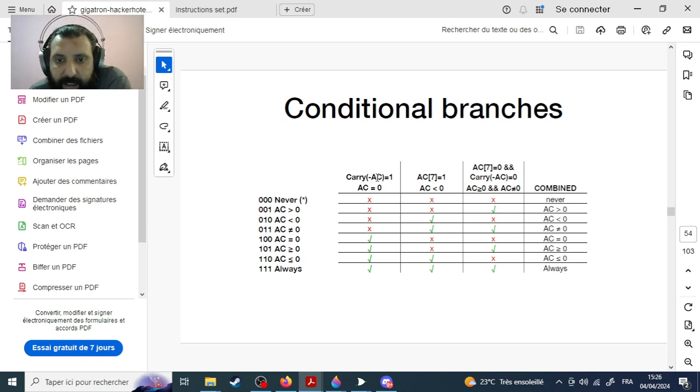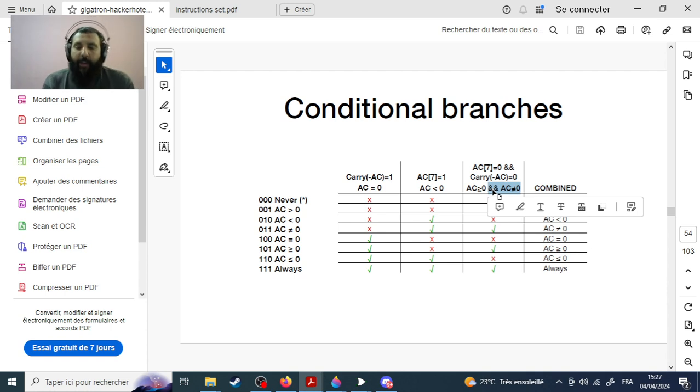Let's see this part, for instance. I can read that this is the carry of minus IC is equal to 1, and that means that IC is equal to 0. Okay, we will read and I'll explain later. We have IC7. This is the sign bit. If the sign bit is equal to 1, we are sure that IC is less than 0. And the last one: if IC7 is equal to 0, that means the value is positive, and if the carry of minus IC is equal to 0, then we have IC is greater than or equal to 0 and IC is different to 0.